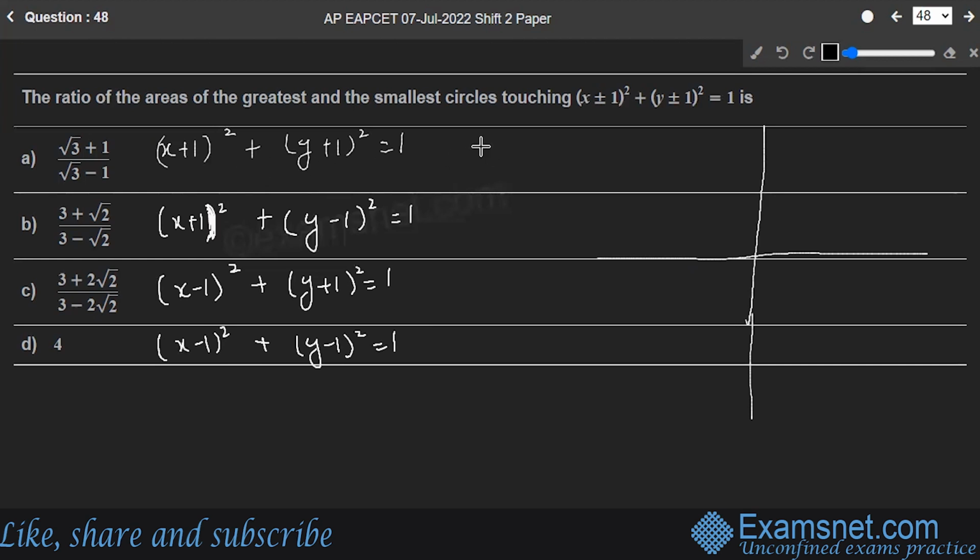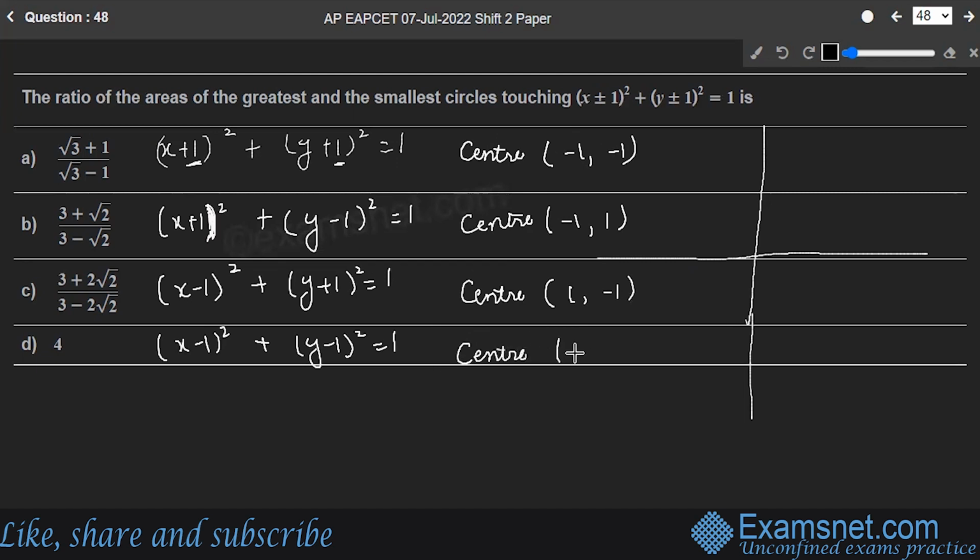So if this is the circle, then according to here, what will be the center? It will be minus 1, minus 1. Right? From here, the center will be minus 1, 1. For this one, the center will be 1, minus 1. And in this case, the center will be 1, 1. Hope this is clear. So now let's draw the circles. What are the possible ones? So minus 1, minus 1. That means this circle is lying in this quadrant, the third one.